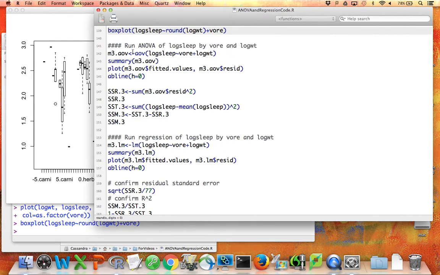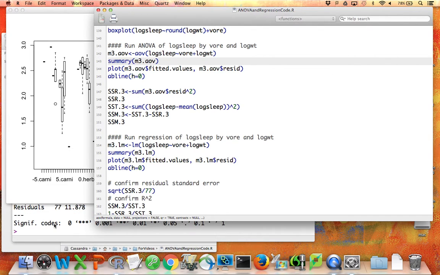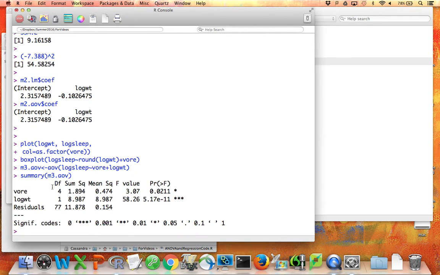This time we'll start with an ANOVA, so I'm going to call it M3 because it's the third model we've run, and AOV because I'm going to use the AOV function to predict log sleep given vor and log weight. And then I'll summarize the output, and of course it'll be summarized in the usual ANOVA format because I used AOV. So looking at these results, we see that we have both vor and log weight listed here, and then residuals. Now depending on what you've done before coming to this video, you may or may not have seen an ANOVA with multiple predictors in it before.